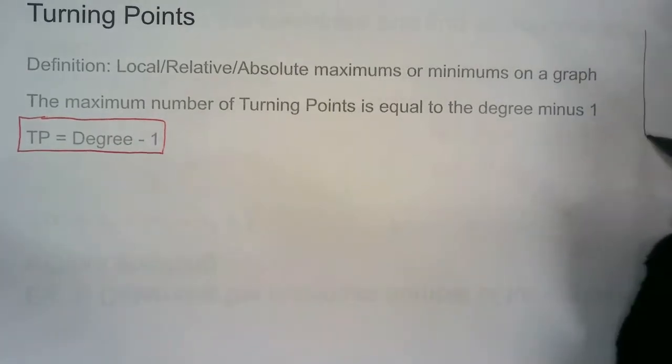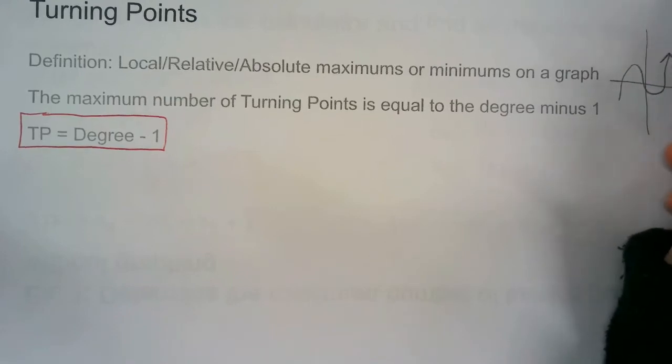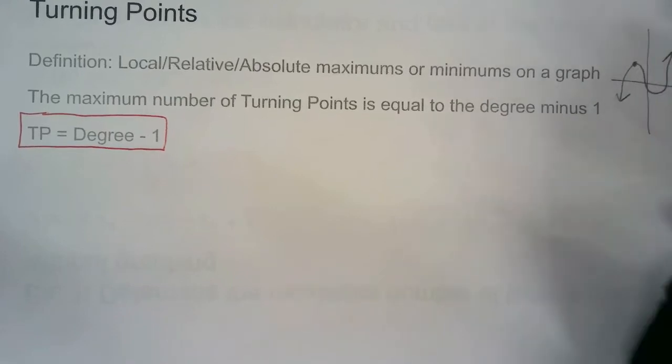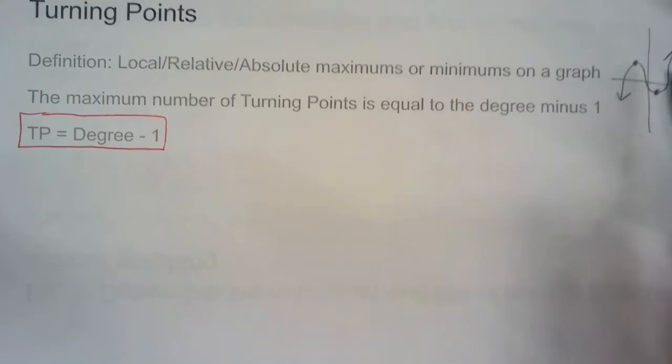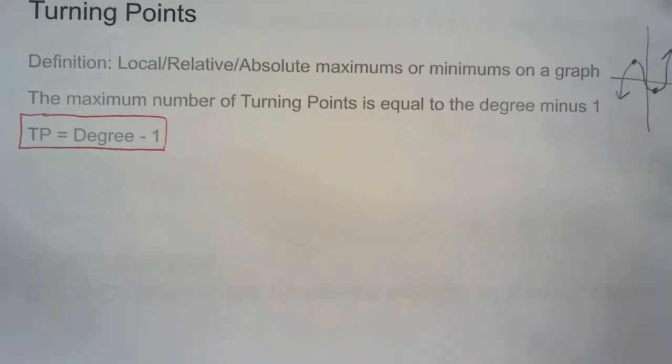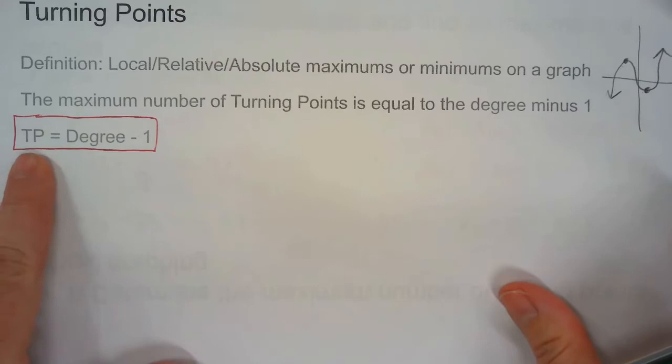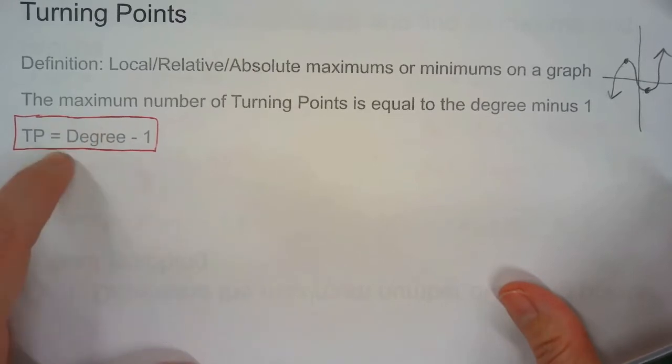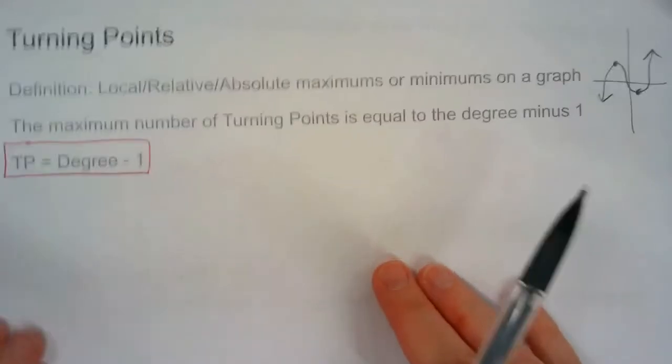So for example, let's say you had this picture. This would be a relative max. This would be a relative min. So you would have 2 turning points. This will tell me how many there are just based off of looking at the equation.